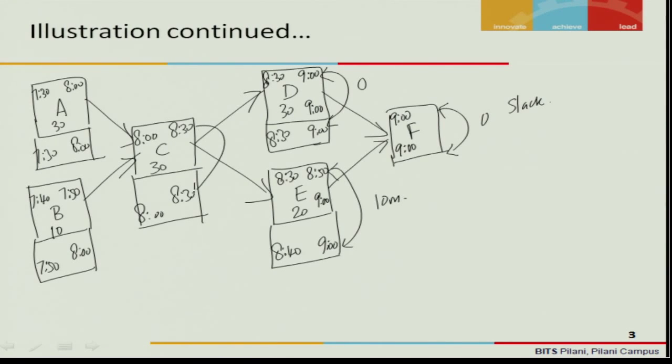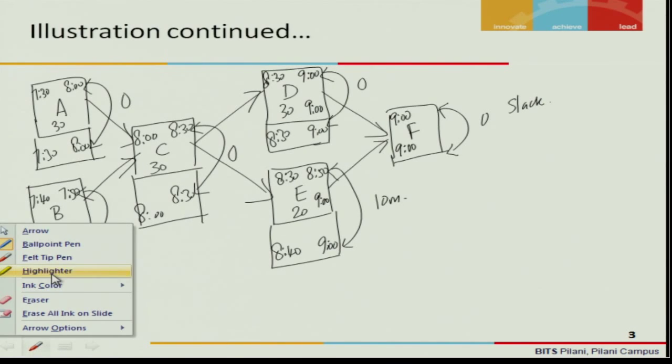Between these two, is there a slack? No, there is no slack. Between these two, is there a slack? Yes, 10 minutes slack. And between these two, do you have a slack? No, there is no slack. What does it mean actually? It means in a critical path method, wherever you don't have a slack, that particular activity is running on a critical path, is what it means.